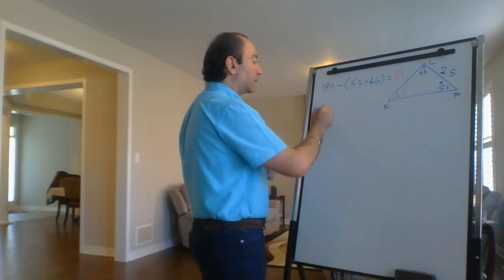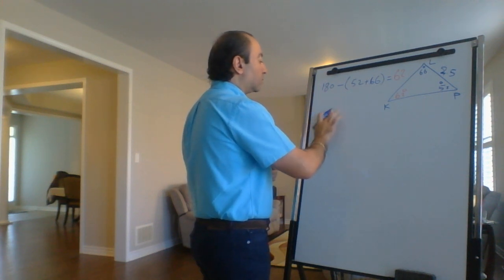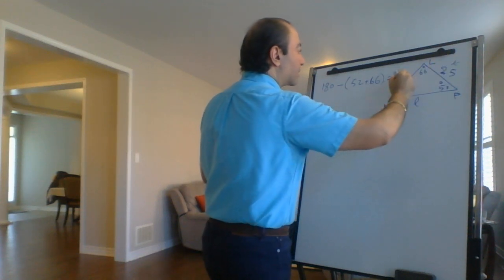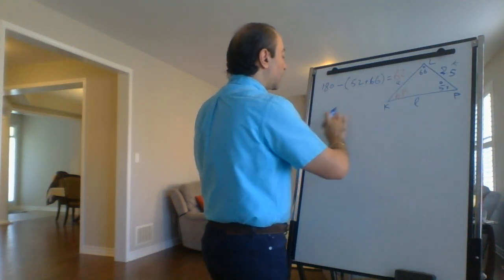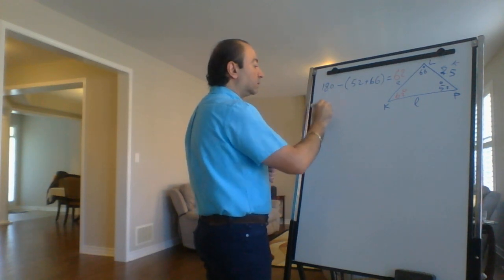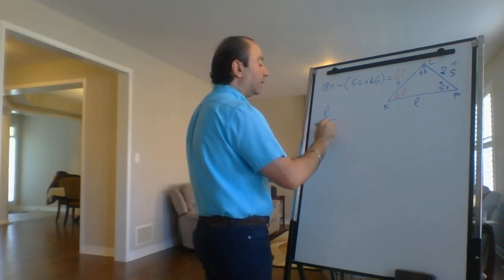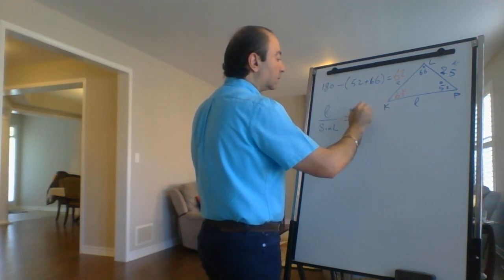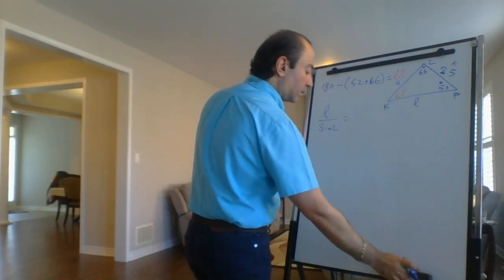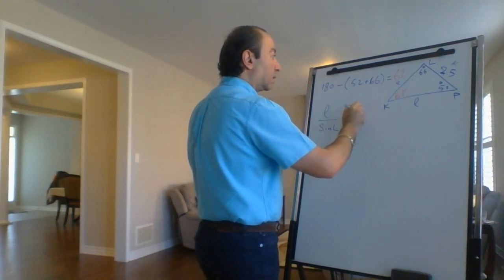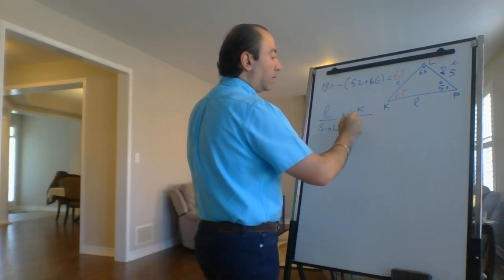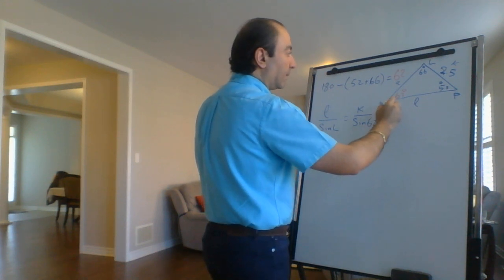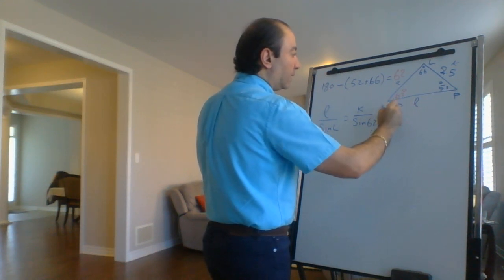So I would say, I want to find this length. This is small l, this is small k, this is small p. So I can say that l over sine L equals, let me write it this way, small k over sine 62 equals small p over sine 52.